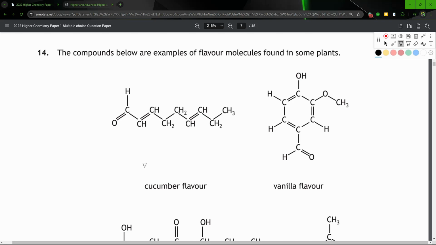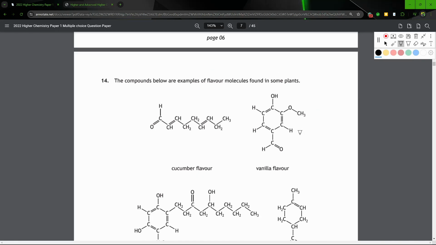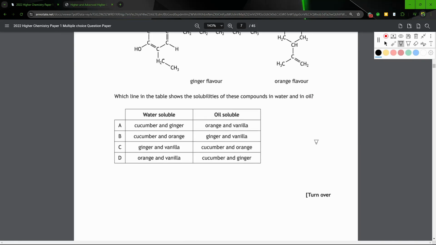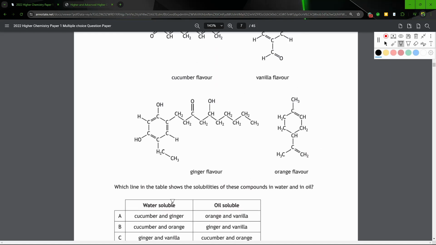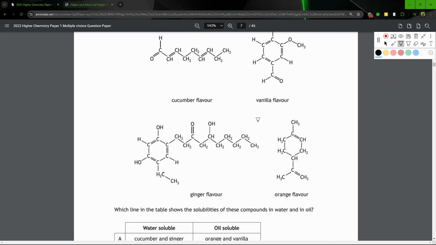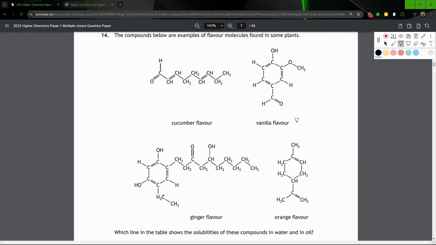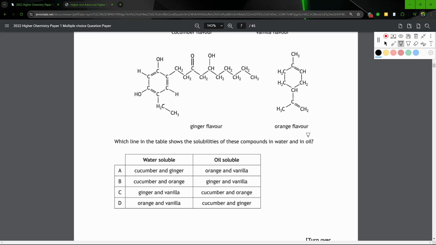Move on. Compounds below are examples of flavour molecules found in some plants. We've got a cucumber flavour here and a vanilla flavour here, ginger flavour and orange flavour. Which line of the table shows the solubilities of these compounds in water and oil? Okay, so when something's water soluble, that means it's quite polar, so it would be quite asymmetric with quite a few polar bonds. And if it was oil soluble, it would be quite non-polar, so it would be quite symmetric and wouldn't have many polar bonds.